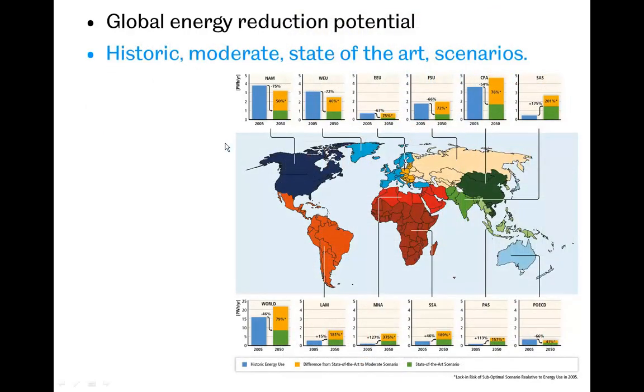And here we're looking at some of the different scenarios. We're comparing blue, which is the historic energy use, yellow, which is the difference from state-of-the-art to moderate, and green being the state-of-the-art energy systems. And what we're looking at here is, across the globe, what proportion of those energy systems will we need to use?